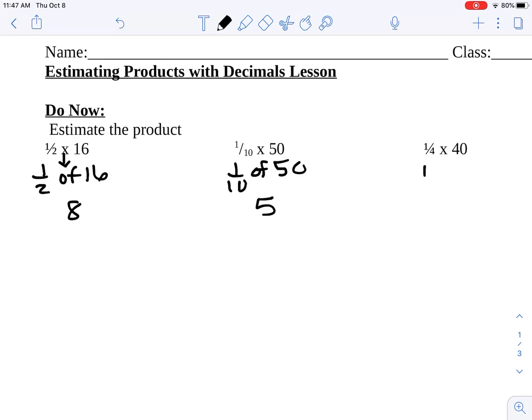Same thing over here, I'm thinking taking 1/4 of 40. If I split 40 up into 4 equal groups, how much will go into each group? 10 will go into each group.